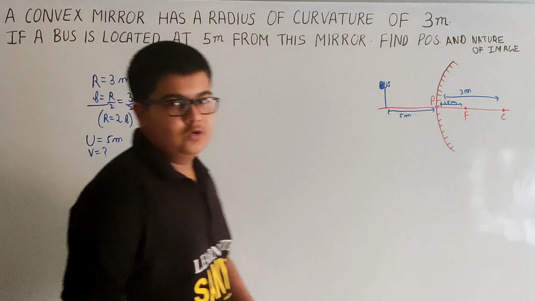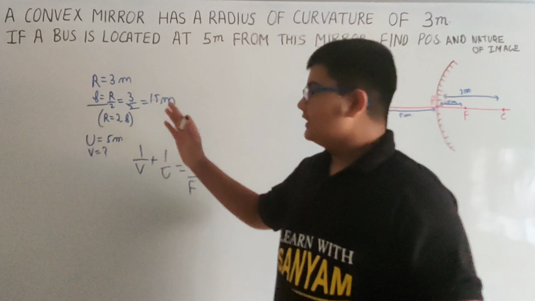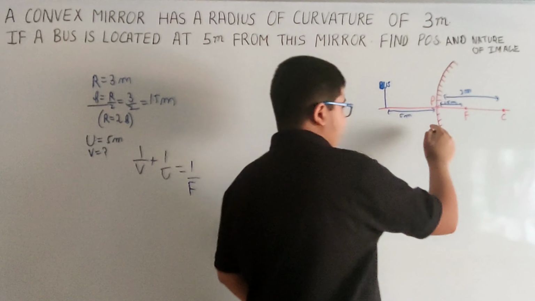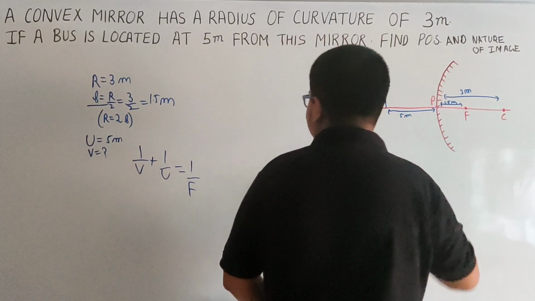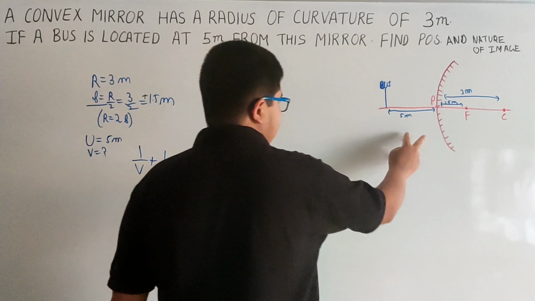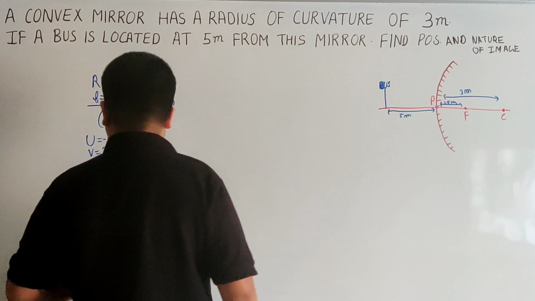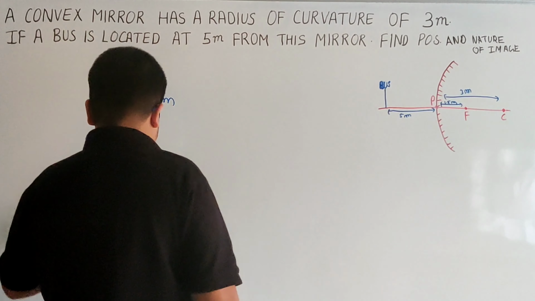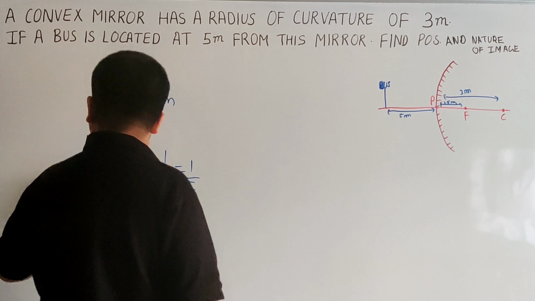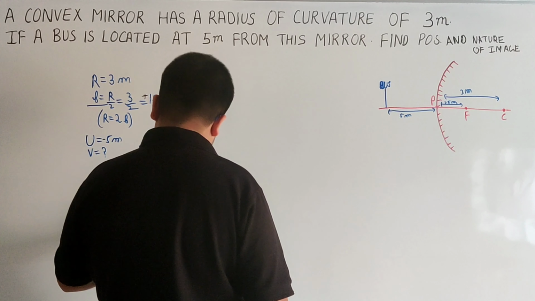Before putting the values, one important thing is that we must follow the sign convention. So we must put the plus and minus signs. Now if you observe, the focal length is to the right hand side of the mirror, so we will take focal length as positive. Similarly, this u, that is object distance, is to the left side of the mirror, so we will take it to be minus 5, and v we have to find. So if we put the values, we get 1 upon v plus 1 upon minus 5 is equal to 1 upon plus 1.5.